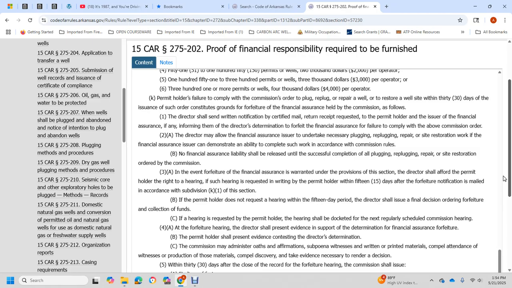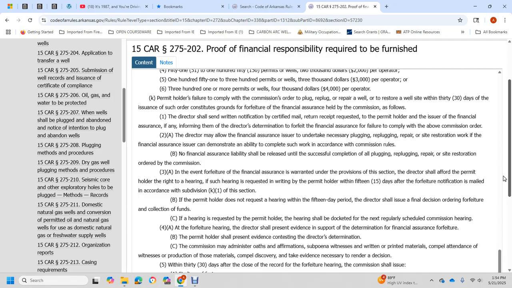The commission or the director may allow the issuer of the financial assurance to undertake the plugging, replugging, repair, or site restoration work if the issuer can demonstrate the ability to complete such work in accordance with the commission rules. No financial assurance liability shall be relieved as such, except by completion of the plugging, replugging, repair, or site restoration, or by the commission in the event of forfeiture of the financial assurance.